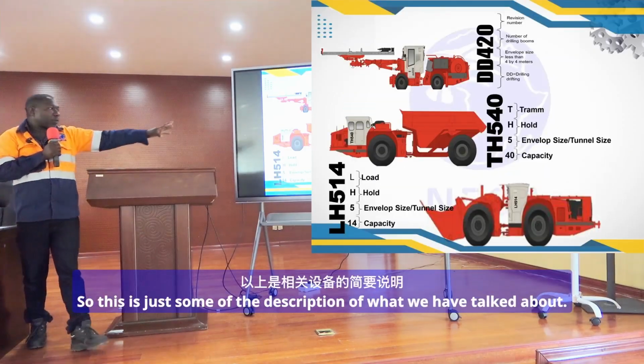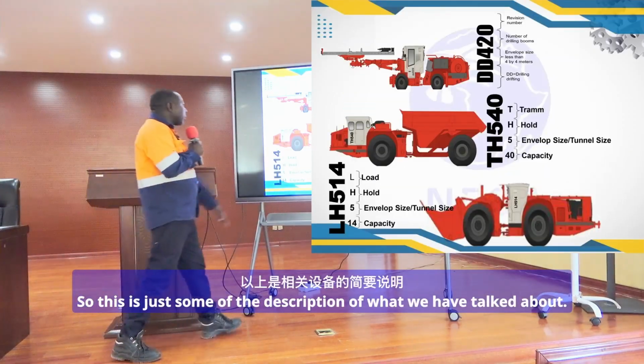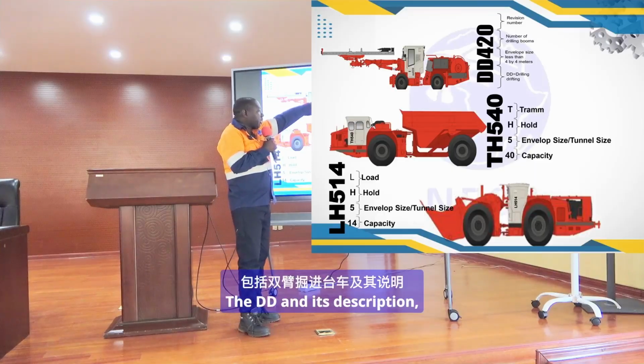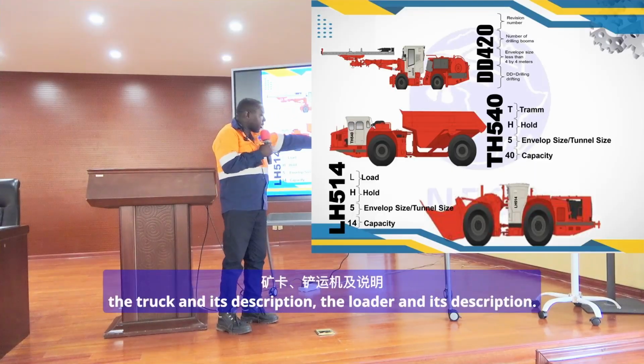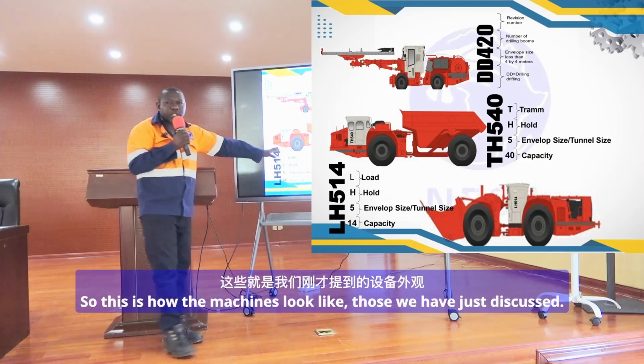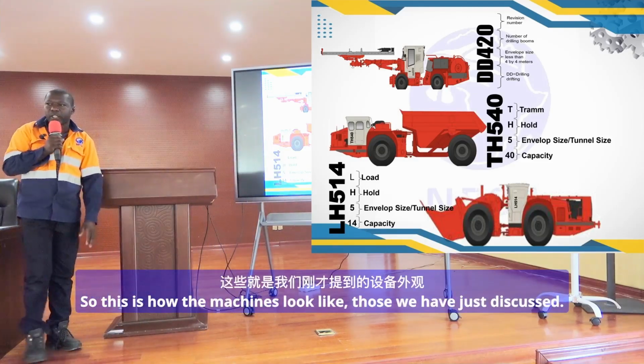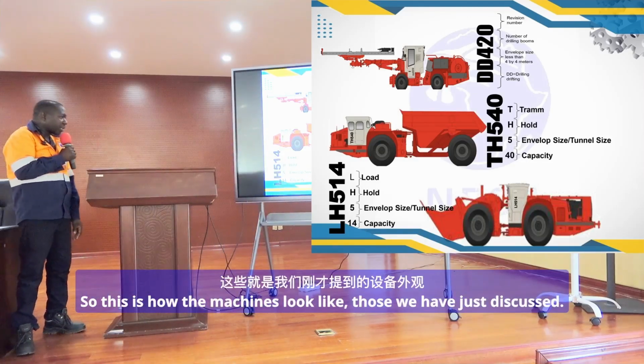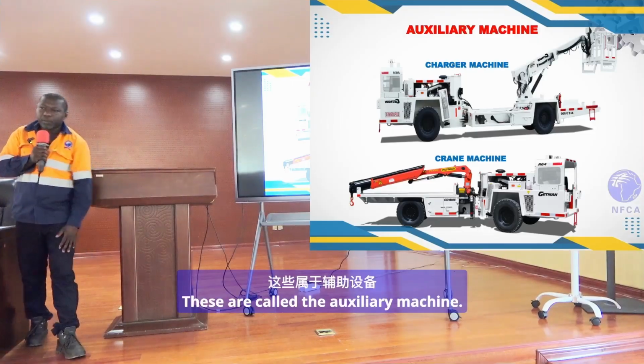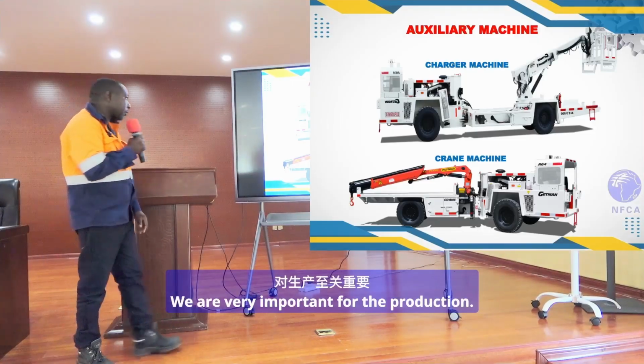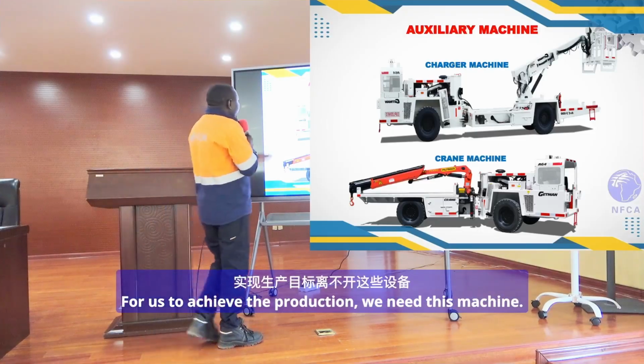So this is just some of the description of what we have talked about, the DD and its description, the truck and its description, the loader and its description. So this is how the machines look like, those we have just discussed. These are called the auxiliary machines. They are very important for production. For us to achieve the production, we need these machines.